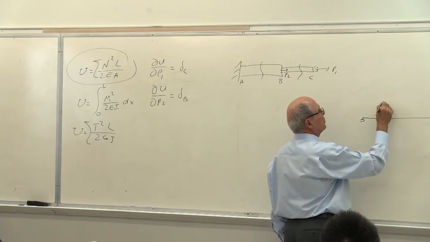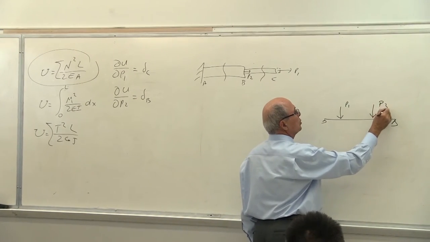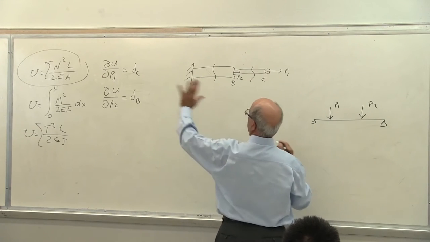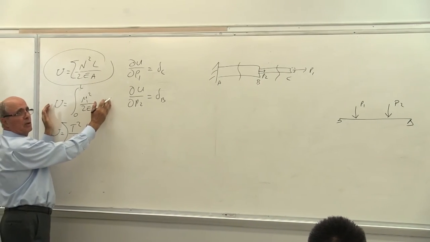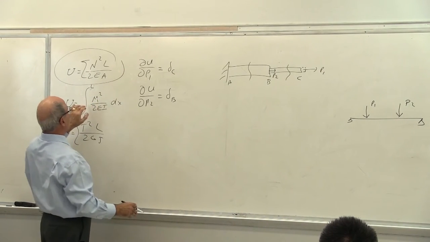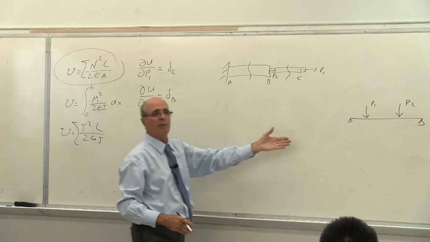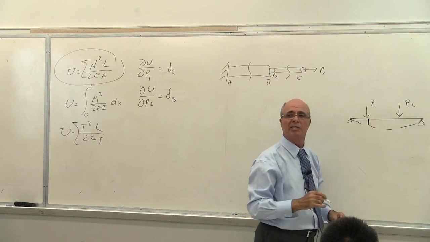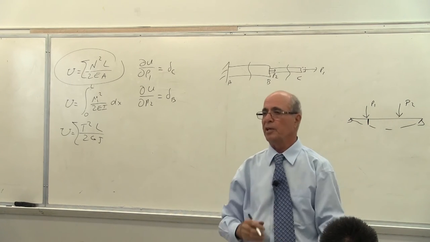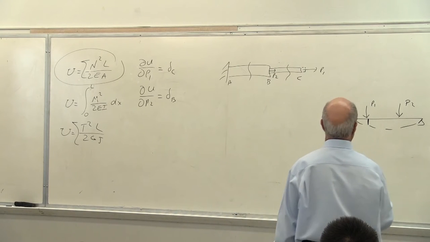So I have here P1 and I have here P2. Again, this is now the bending. Now, if I want to calculate the energy, is this one? Yes or no? However, dU by dP1 for this one, what does it give me? You see? It gives me displacement under P1, which is y. Is that correct? So for this problem, write it down.